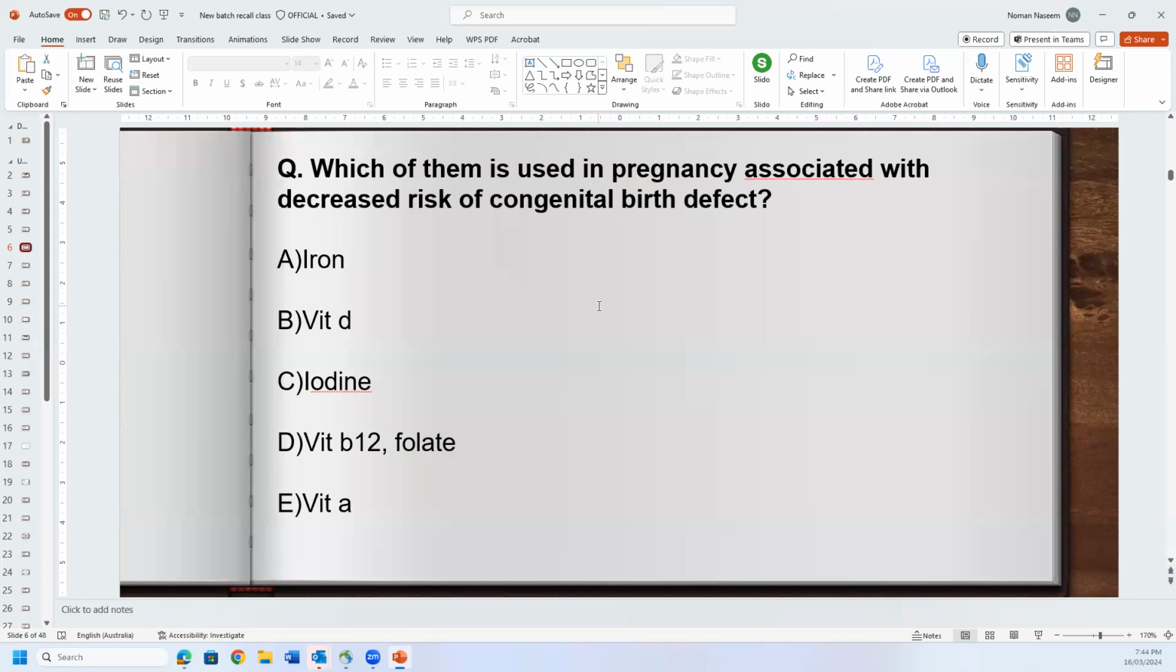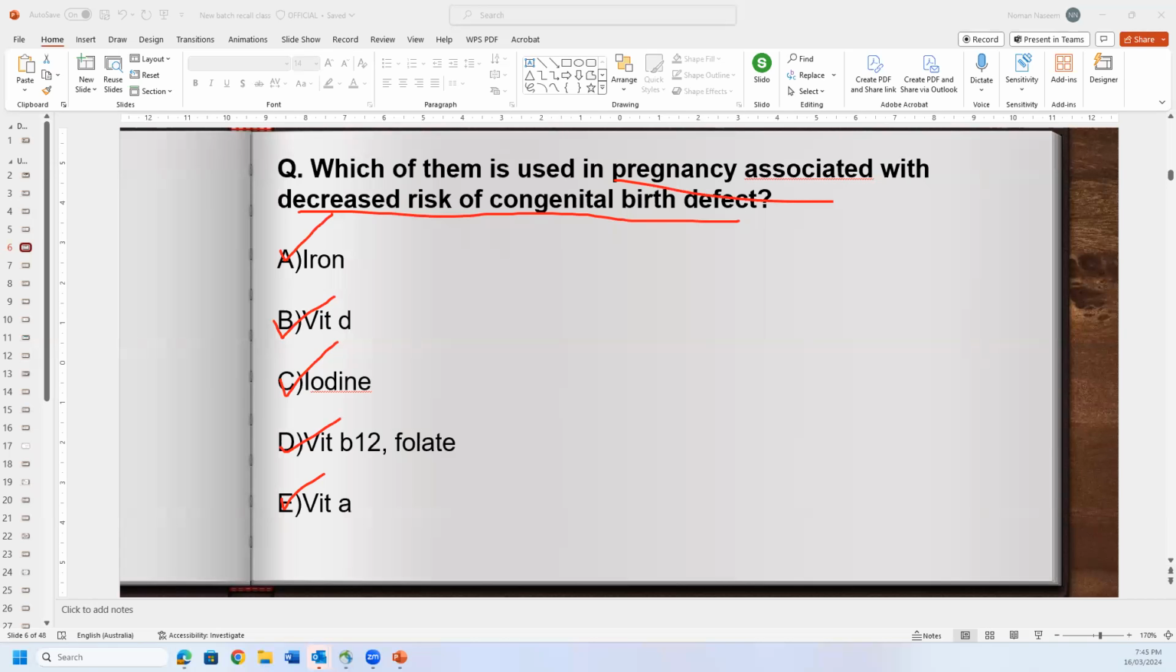All right? Okay. Next question is, which of them is used in pregnancy, which is associated with decreased risk of congenital birth defect? Number A, iron. Number B, vitamin D. Number C, iodine. Number D, vitamin B12 and folate. And number E, vitamin A. All right. Excellent. So we all know that not vitamin B12, but folate or folic acid is imperative to prevent what?